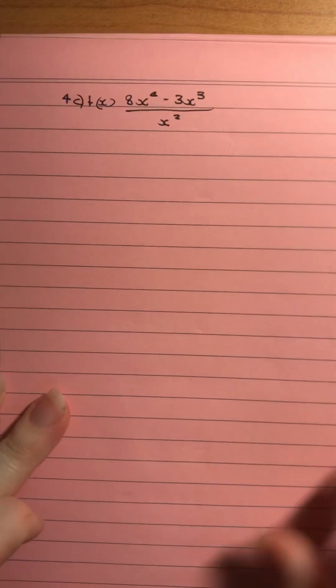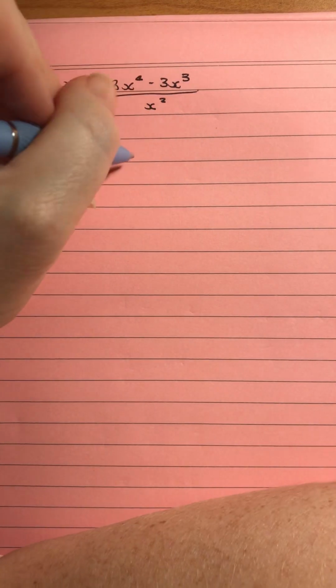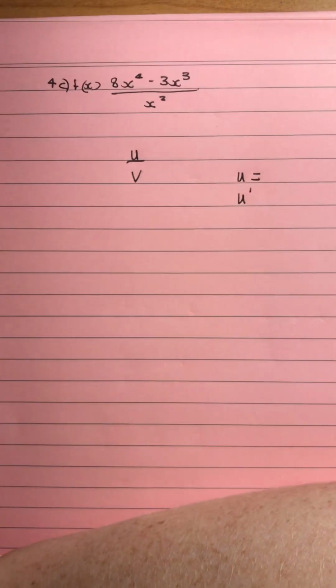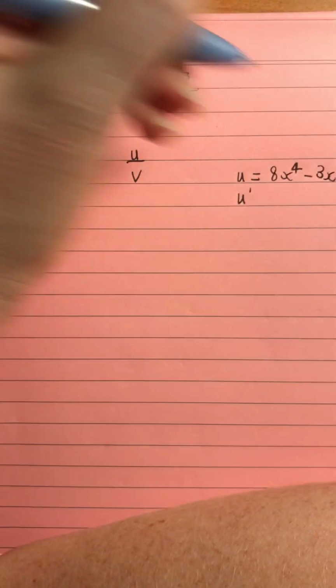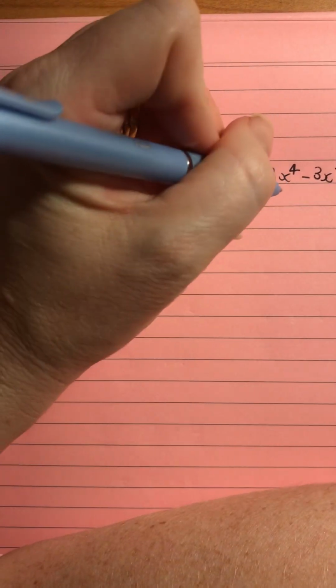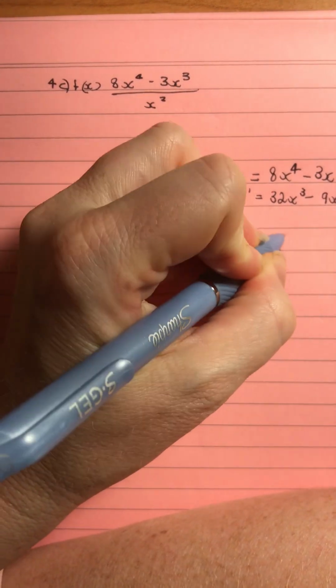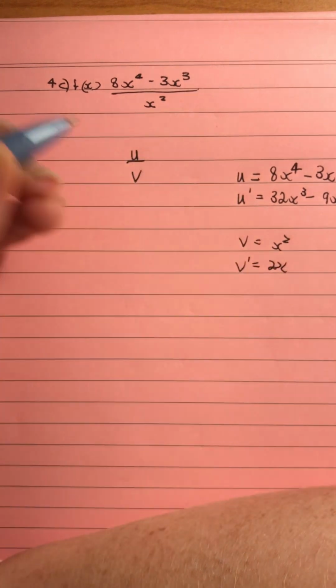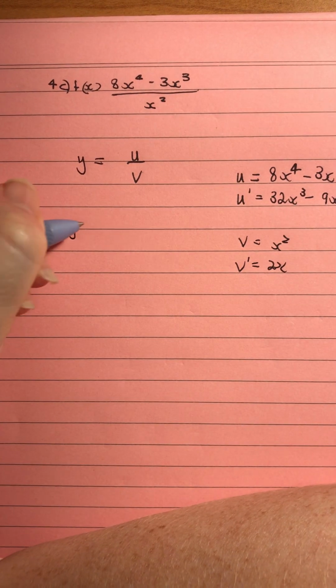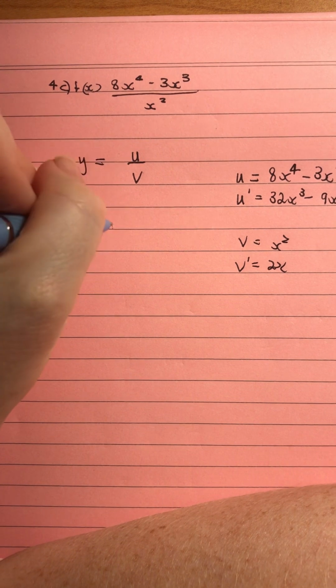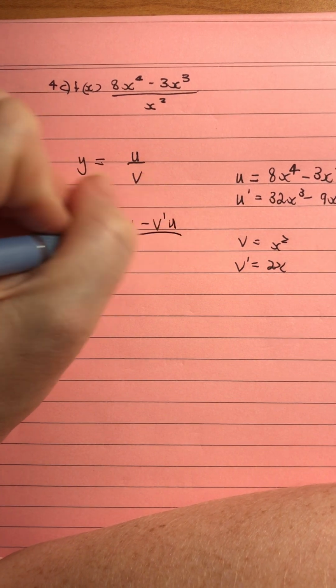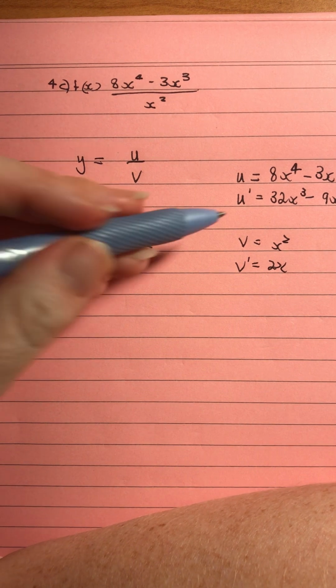The next one we've got here is a nice little quotient rule. So you've got u on v, where u is equal to 8x to the 4, take away 3x cubed. So then our u dash is going to be equal to 32x cubed minus 9x squared. Our v is x squared, so our v dash is equal to 2x. Now that is our original u over v, so then we've got u dash v minus v dash u over v squared. So then we've just got to pop that back in.